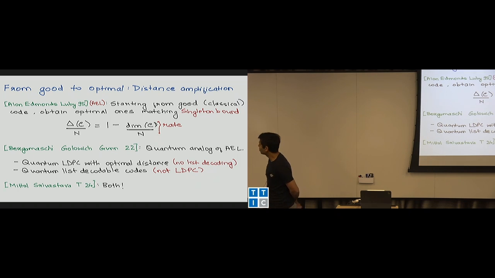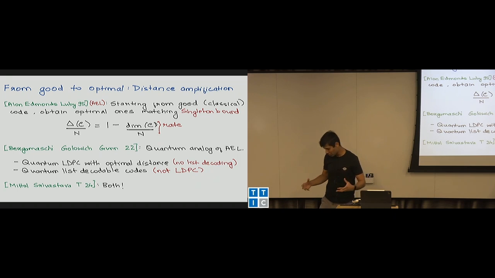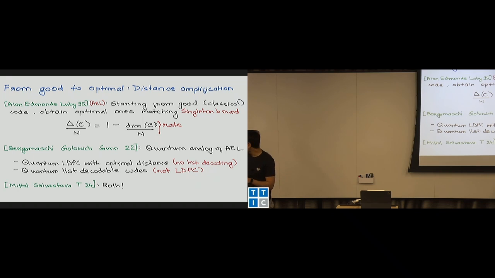In the classical world, there is a very nice, beautiful procedure of Alon, Edmonds, and Luby, which can start with codes with some weak guarantees and some constant size object which is optimal, and give you a really large infinite family of codes which are optimal. They match the Singleton bound, and I'll say much more about this construction. And there's a really nice paper of Bergamaschi, Golowich, and Gunn from Berkeley a couple of years ago, which showed that Alon, Edmonds, and Luby, the AEL construction, can also be done for quantum codes.